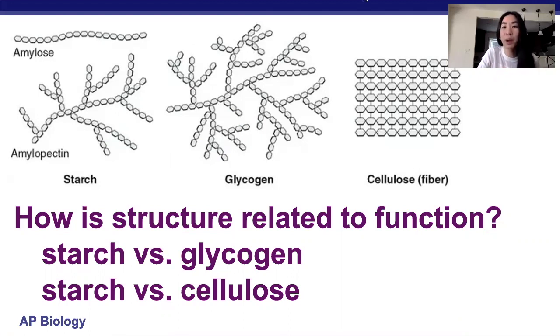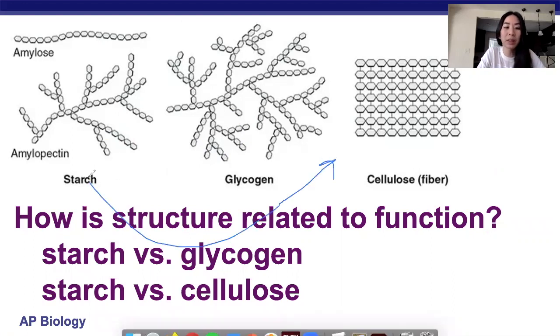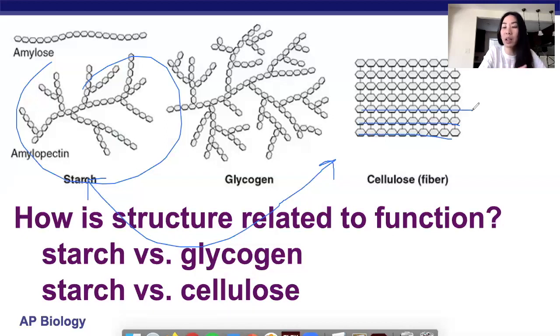And then if you were to compare starch versus cellulose, these are both in plants, but obviously starch gets broken down for energy. Cellulose, I mentioned this earlier, is very organized in the way that it's structured because this is for strength.